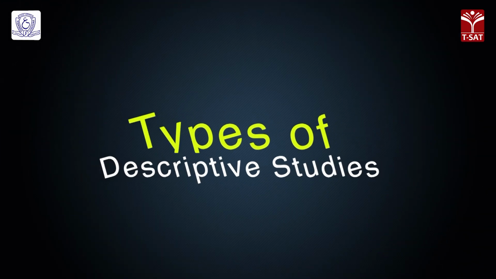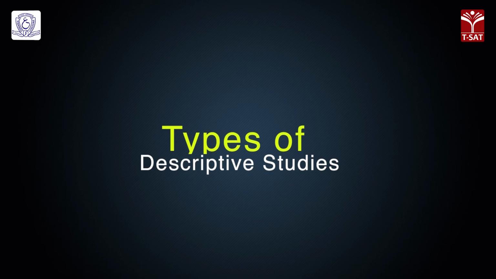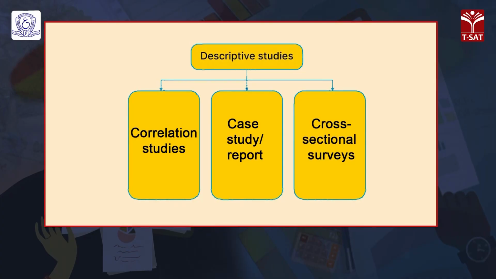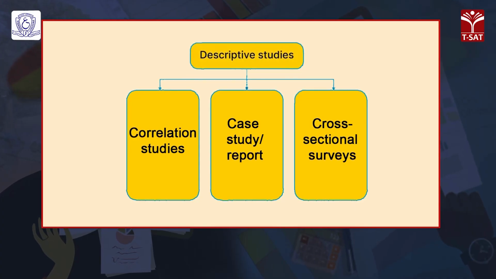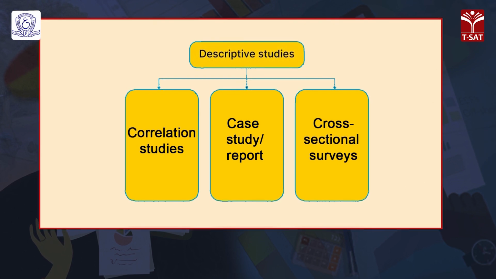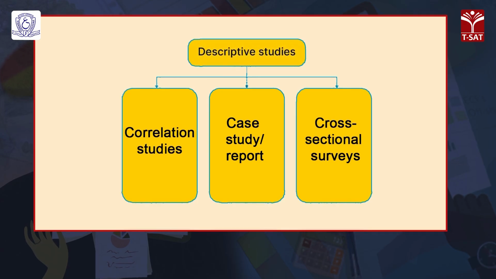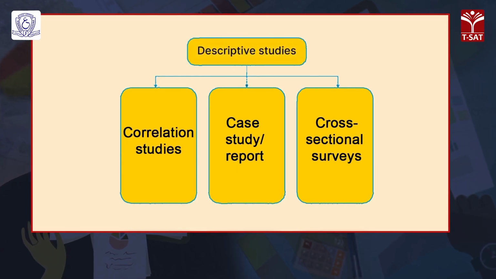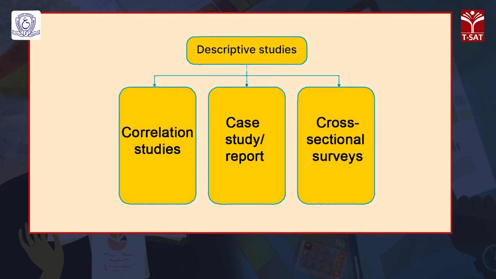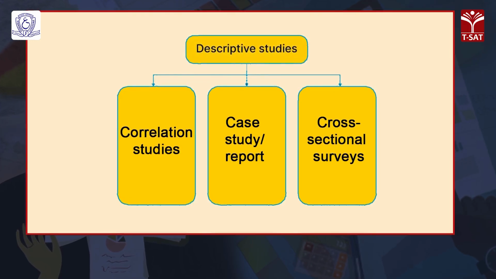Now, what are the various types of descriptive studies? There are a number of descriptive study design options, including correlation studies of populations, as well as case study or case report, and cross-sectional surveys among individuals. Each of these descriptive study designs provides information on various characteristics of person, place or time, and each has unique strengths and limitations. Now, let us get to know about these different descriptive study designs.